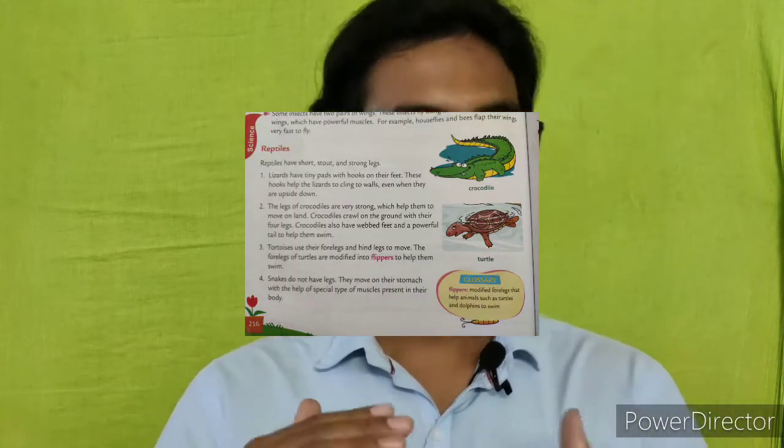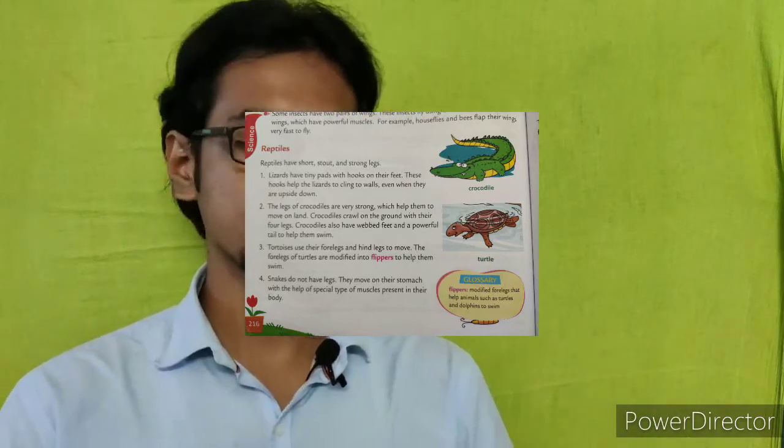Okay. Next, move on to reptiles. Reptiles means those who crawl. Have you seen any crawling animals? In the last class we showed you some pictures where the reptiles were crawling. Yes. So first come to the lizards.